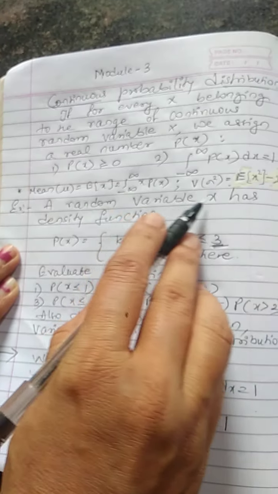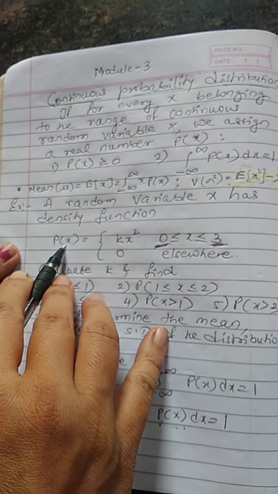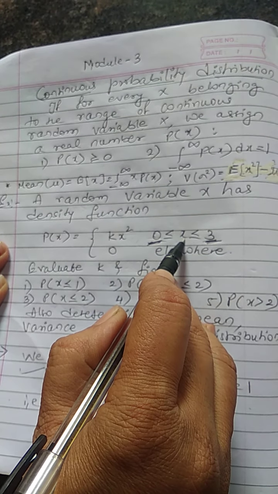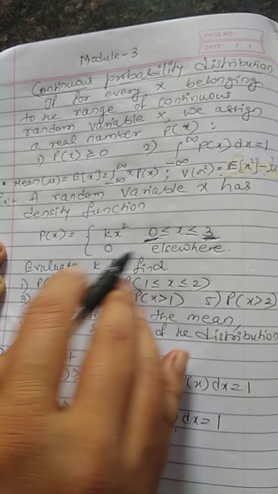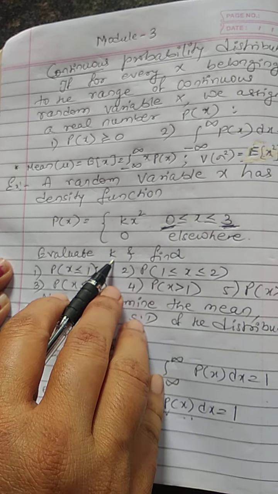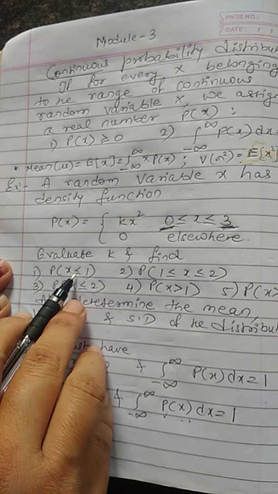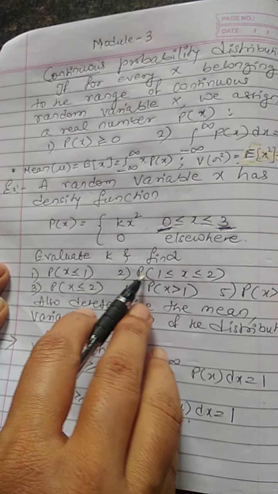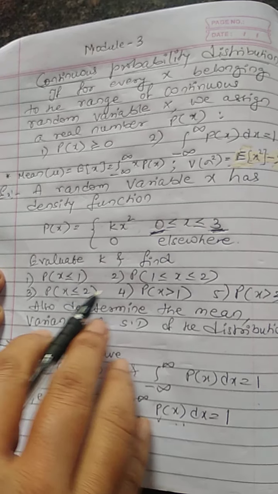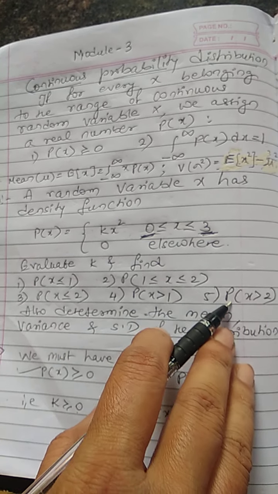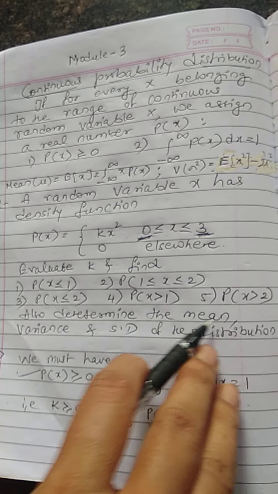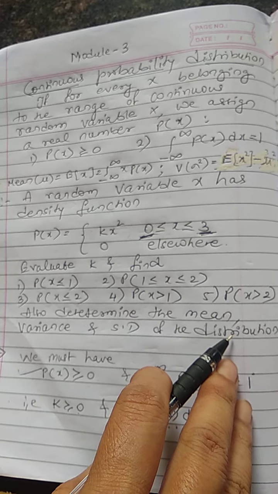A random variable x has density function p(x) equal to kx square, for 0 less than or equal to x less than or equal to 3, and 0 elsewhere. Evaluate k and find the probability of x less than or equal to 1, probability of x lying between 1 and 2, probability of x less than or equal to 2, probability of x greater than 1, probability of x greater than 2. Also determine the mean, variance and standard deviation of the distribution.